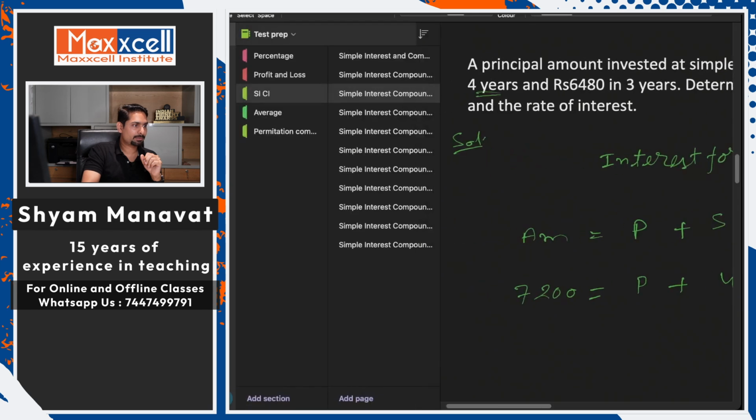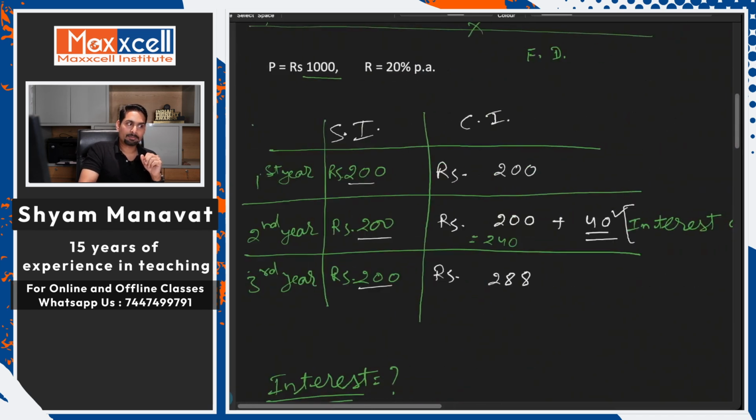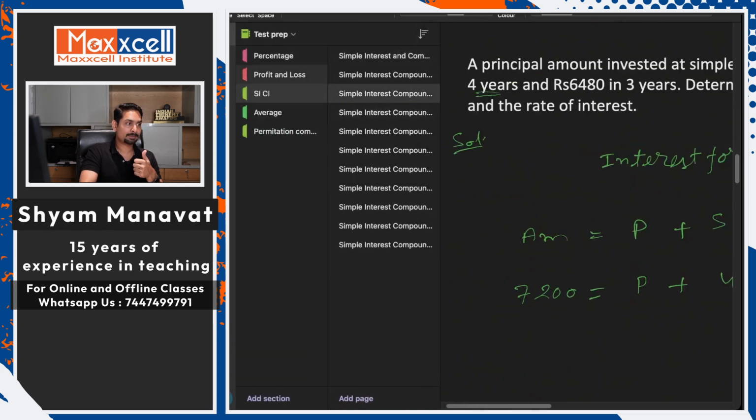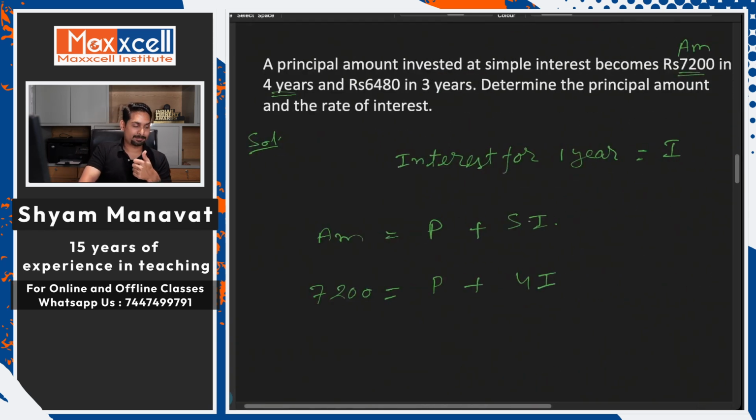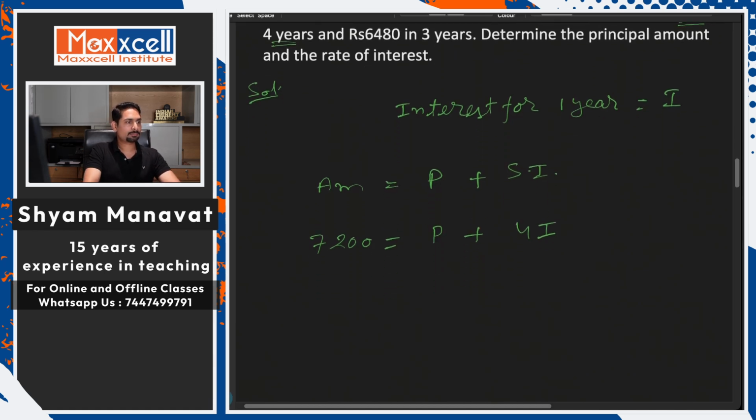Let me again take you back to the table. If for 1 year it is 200, then for 3 years it will be 200 into 3. Correct? For 2 years it will be 200 into 2. 2 years, not the second year, 2 years. We have discussed this in the first lecture, so if you want to revise that, you should. So similarly, for 1 year interest, if I assume it to be I, then for 4 years it's going to be 4I. Now let me call this equation number 1.